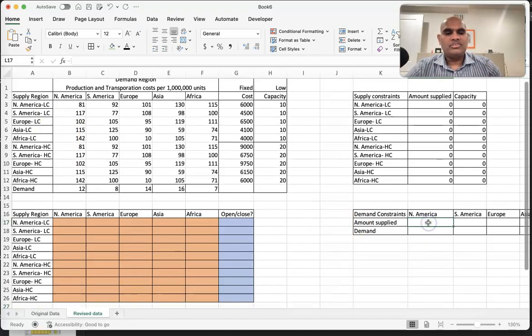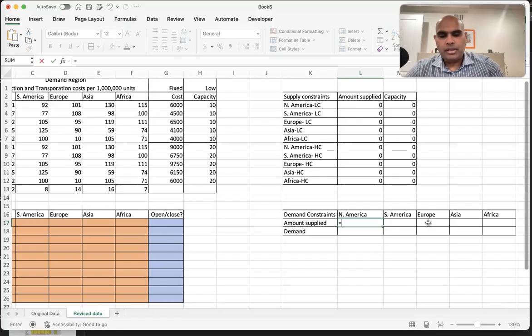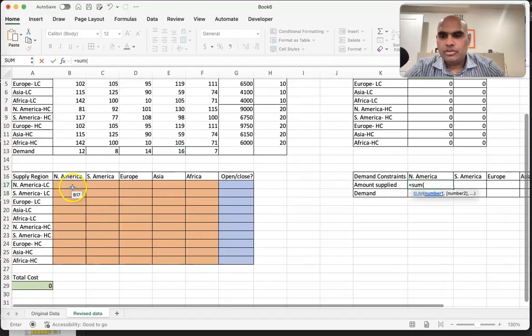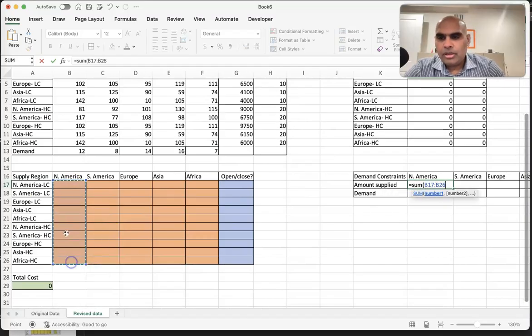So the total amount of units that are supplied to the demand region of North America is the sum of everything coming from all these different plants into North America. And that is right here. So these are all the units that are coming from all of these different plants into North America. So North America, low capacity plants, South America, low capacity plants, Europe, Asia, Africa, low capacity plants, and all high capacity plants. So all the numbers here represent all the supply that's coming into this demand region, right?